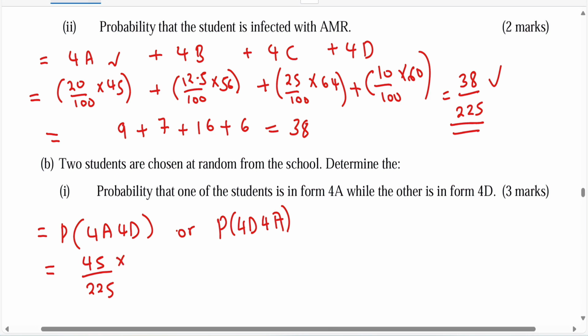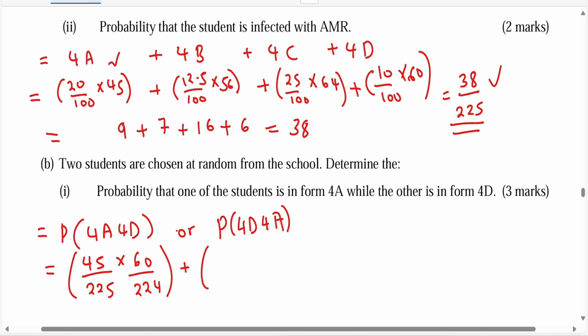But ukianza kuchagua wa pili ambao ni anatoka Form 4D, Form 4D idadi yao ni 60, haibadiliki, because this is your first time choosing them. But remember, the total fraction or the total population will be less than 1. So badala ya kuandika 225 utaandika 224. Sawa? Plus sasa hii wajua kwa nini nimeandika Form 4A, Form 4D, and then Form 4D, Form 4A.